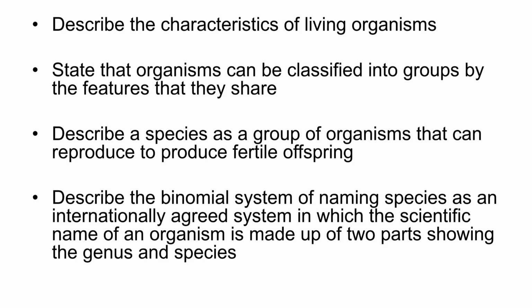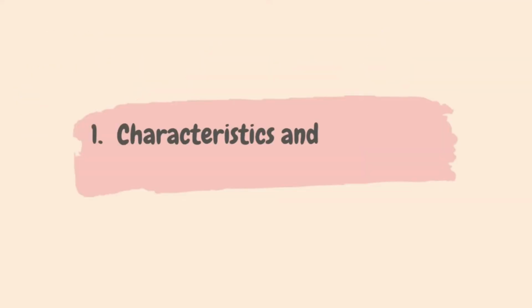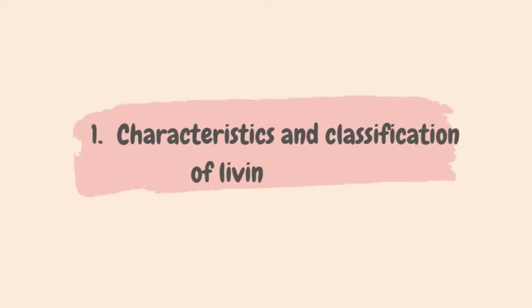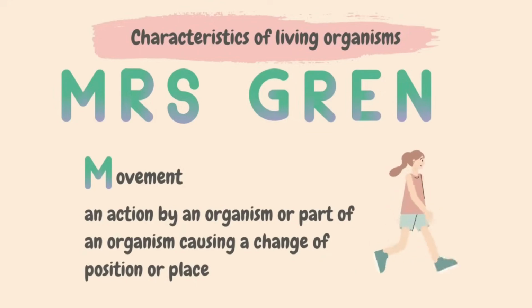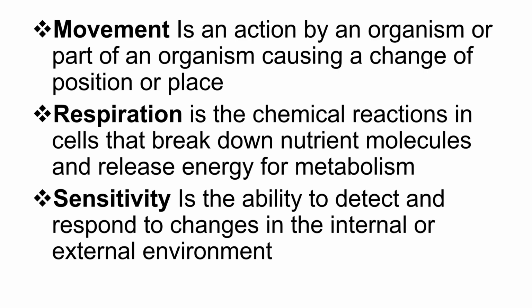And the last one says describe the binomial system of naming species as an internationally agreed system in which the scientific name of an organism is made up of two parts, showing the genus and the species. So there are basically 7 characteristics that are used to classify an organism as living. The first one is movement. Movement is an action by an organism or part of an organism causing a change of position or place, the ability of an organism to shift from one place to the other.